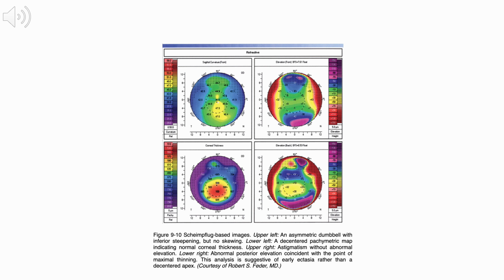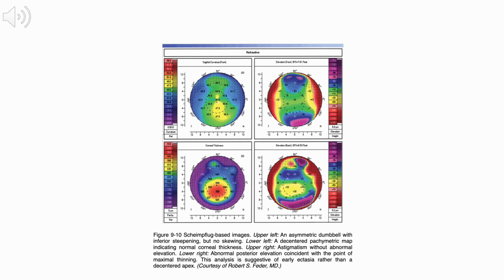This slide demonstrates Scheimpflug-based tomographic imaging in a case suspicious for early corneal ectasia. In the upper left map, we see an asymmetric dumbbell pattern with inferior steepening, but notably without skewing of the radial axes. This suggests irregular astigmatism, but not the typical keratoconic pattern. The upper right image shows an elevation map with astigmatism present, but importantly, there is no abnormal anterior elevation detected.